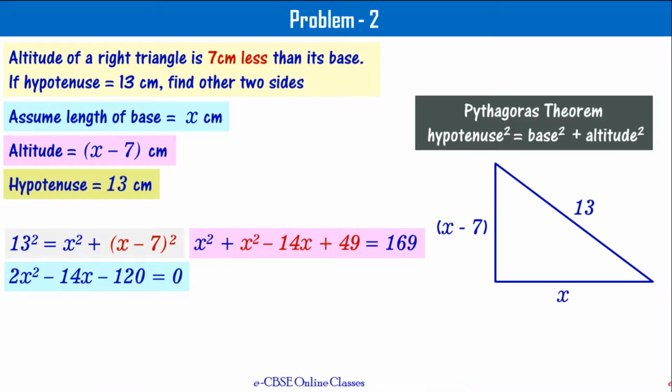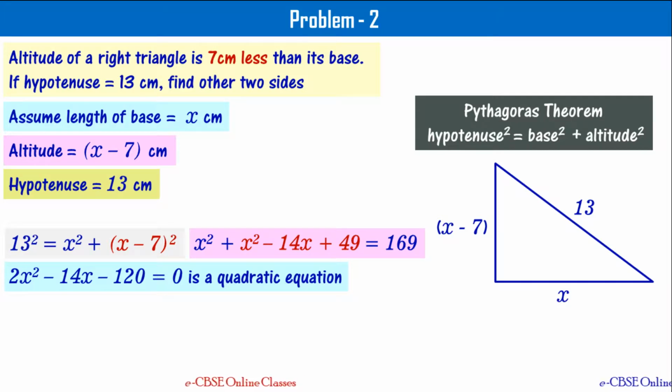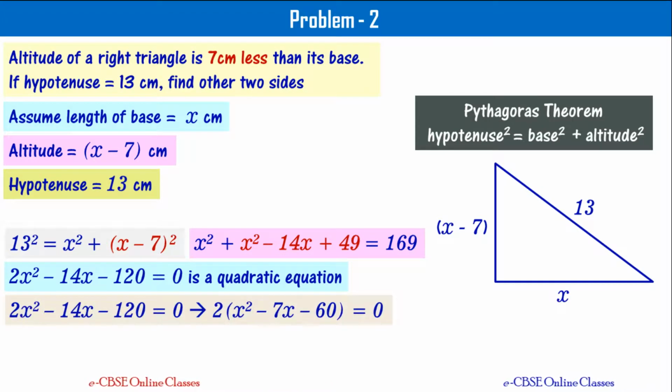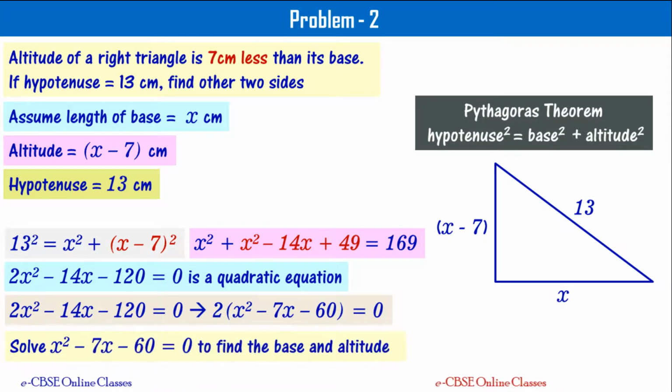Let's simplify it such that you get 2x square minus 14x minus 120 is equal to 0. It is in the form of ax square plus bx plus c equal to 0, right? That's why we can say that it is a quadratic equation. And if you observe this particular equation, 2 can be taken out as a common factor from each of the terms, such that the equation can now be written as 2 times x square minus 7x minus 60 equal to 0, right? It means that we have to solve x square minus 7x minus 60 equal to 0 to find the values of base and altitude of the given right triangle.